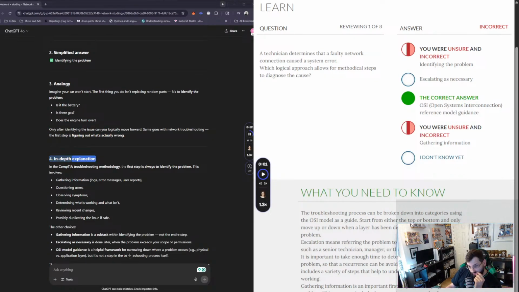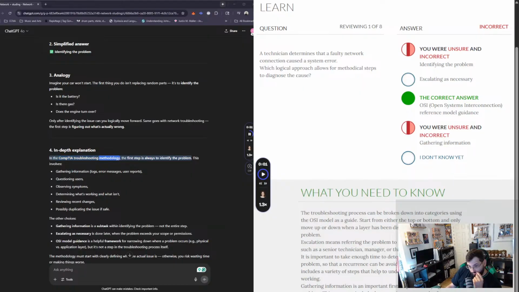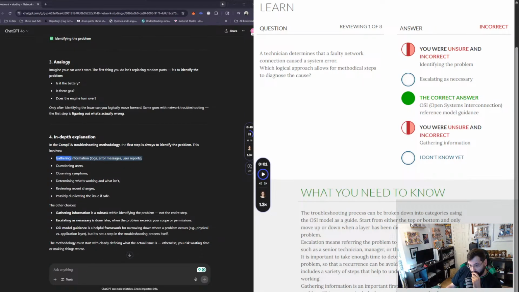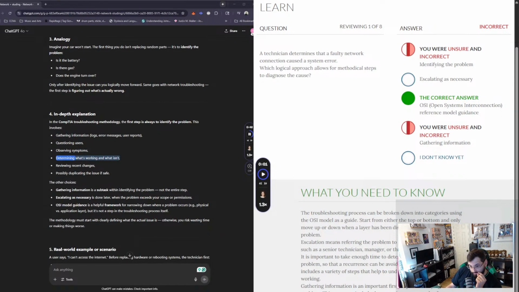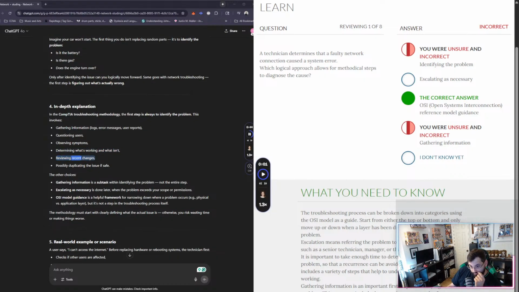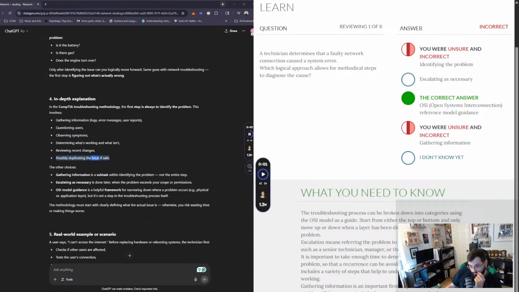4. In-depth explanation. In the CompTIA troubleshooting methodology, the first step is always to identify the problem. This involves gathering information, logs, error messages, user reports, questioning users, observing symptoms, determining what's working and what isn't, reviewing recent changes, possibly duplicating the issue if safe.